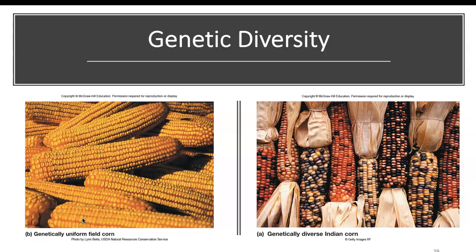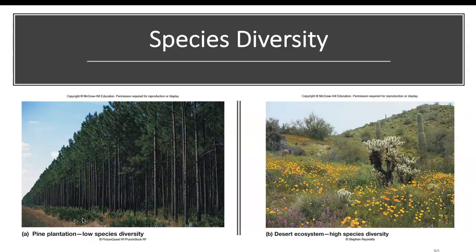This is an example of genetic diversity. Okay, the yellow corn: the genetically uniform field corn on the left side has a very uniform gene makeup, and the right side has a very diverse gene makeup. So their genotypes are different and their phenotypes are different. Species diversity: the left side is a mangrove forest, which has low species diversity, and the right side is a natural desert ecosystem that has high species diversity. Look at the colors, how beautiful it is.